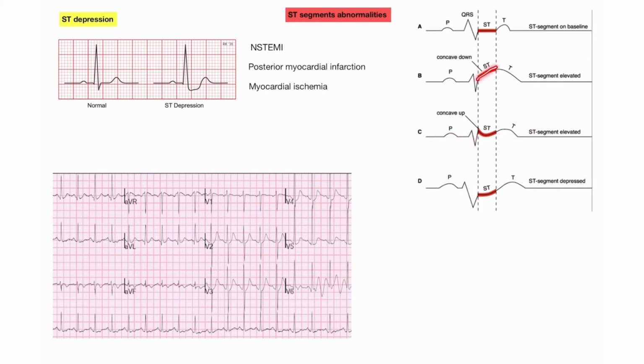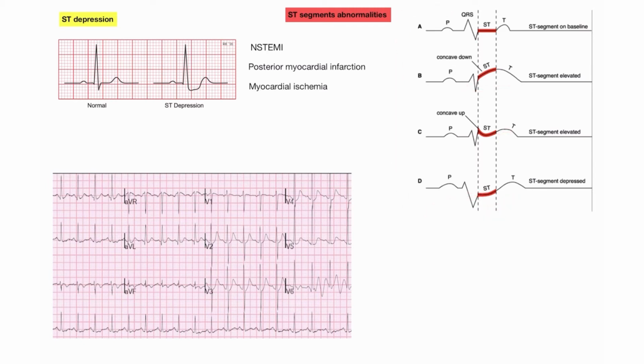Here is ST elevation, but it is a concave down type of ST elevation. But here ST segment elevation also occurs, with a concave up appearance. So ST segment concave up appearance. Both of these graphs show ST elevation. In these cases, you will see that the ST segment is below the baseline, so this is ST depression. So this is the basics of ST segment elevation and depression.